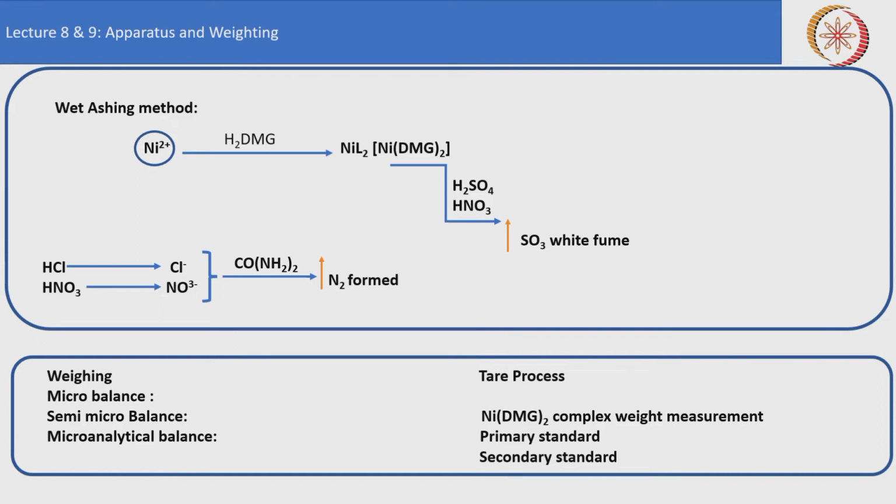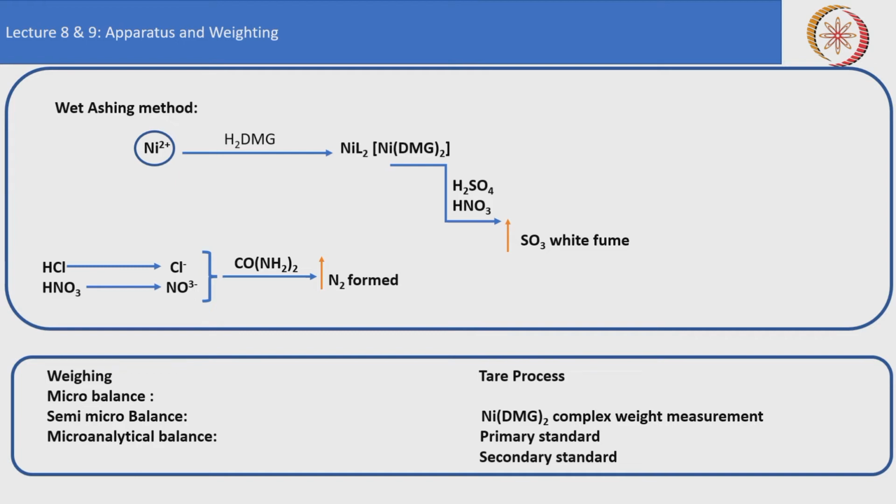Okay, so next, in lectures 8 and 9, we learned about the different apparatus and weighing machines. Suppose you want to do some experiment, you have to know what apparatus is required. And then suppose you get some sample, you have to know how to weigh it and which type of weighing balance you should use.